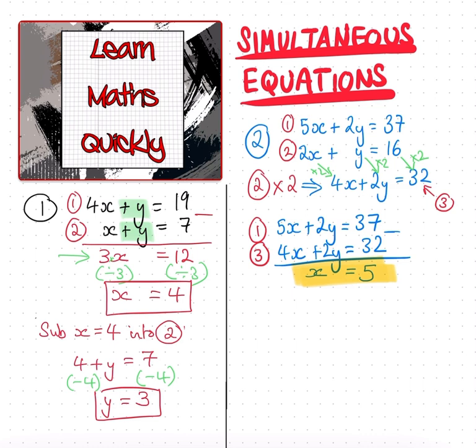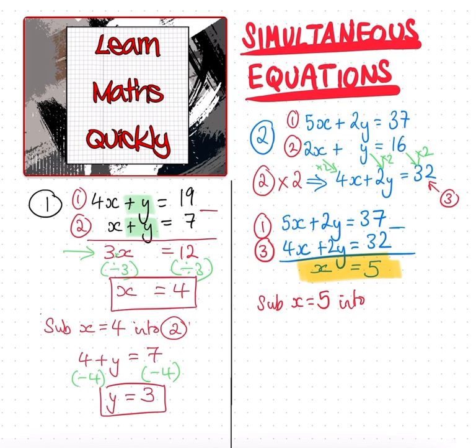Again, it's really important that we write what we're doing here. So I'm going to write, we're going to substitute x equals 5 into one of our earlier equations. The easiest equation there, I'd say, is equation 2 again, because there's just less x's. So I'm going to write sub x equals 5 into equation 2.